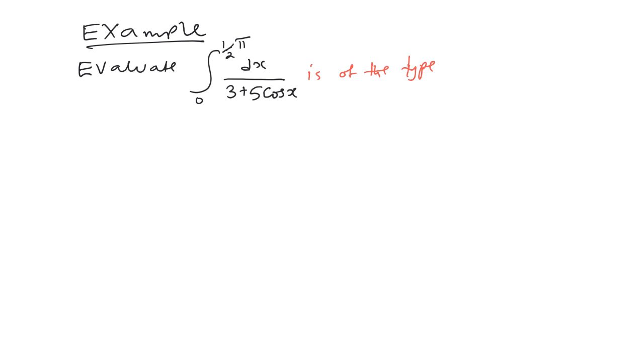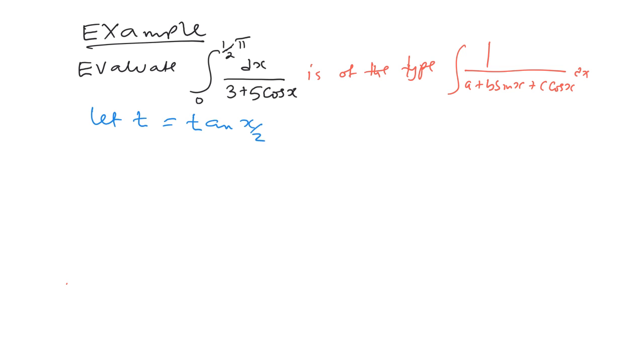What type? The integral of 1 over a plus b sine x plus c cosine x, dx. It is only that here the value of b is 0, so the b sine term disappears and we have only a and c cosine. Okay, so we make use of the substitution. Let t equal tan x over 2.